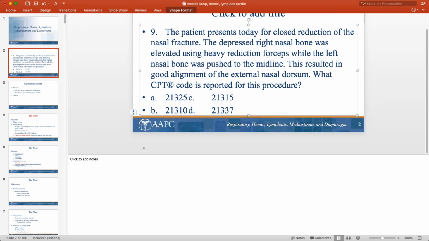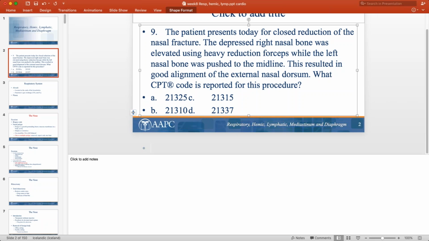Let's see what's going on. Patient presents today for what? Closed reduction of nasal fracture. The depressed right nasal bone was elevated using heavy reduction forceps while the left nasal bone was pushed to the midline. Hey, remember, reduction means what else? Manipulation, right? This resulted in good alignment of external nasal dorsum. What CPT code is reported?